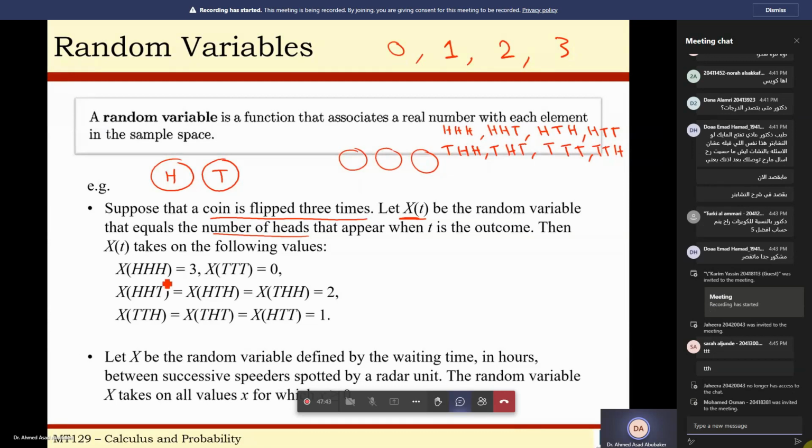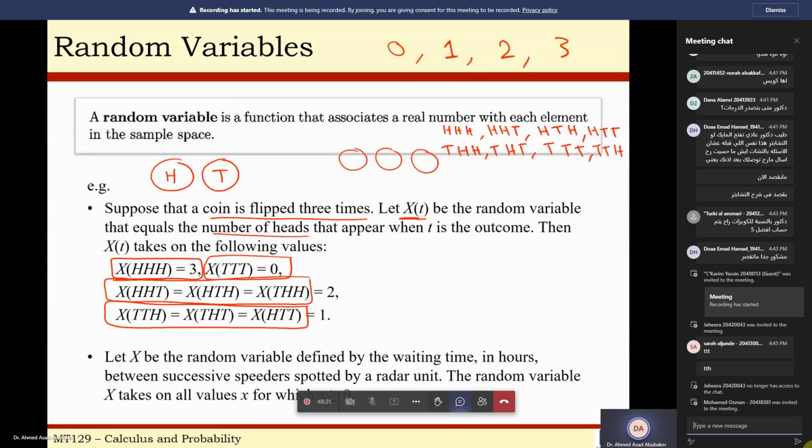So if we have HHH, this equals 3, the number of H. Also we can have 0 because some experiments have TTT, for example. Or we can obtain 2 H if we have HHT, HTH or THH. Also we can obtain 1 H if we have TTH, THT, HTT, for example. Okay, so this is the random variable.